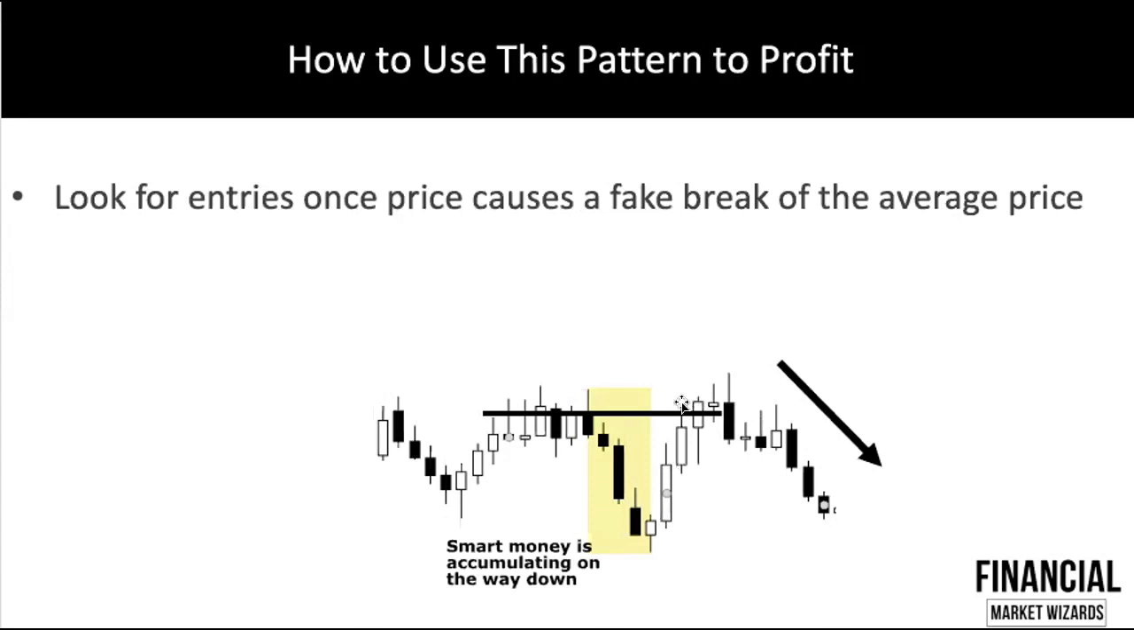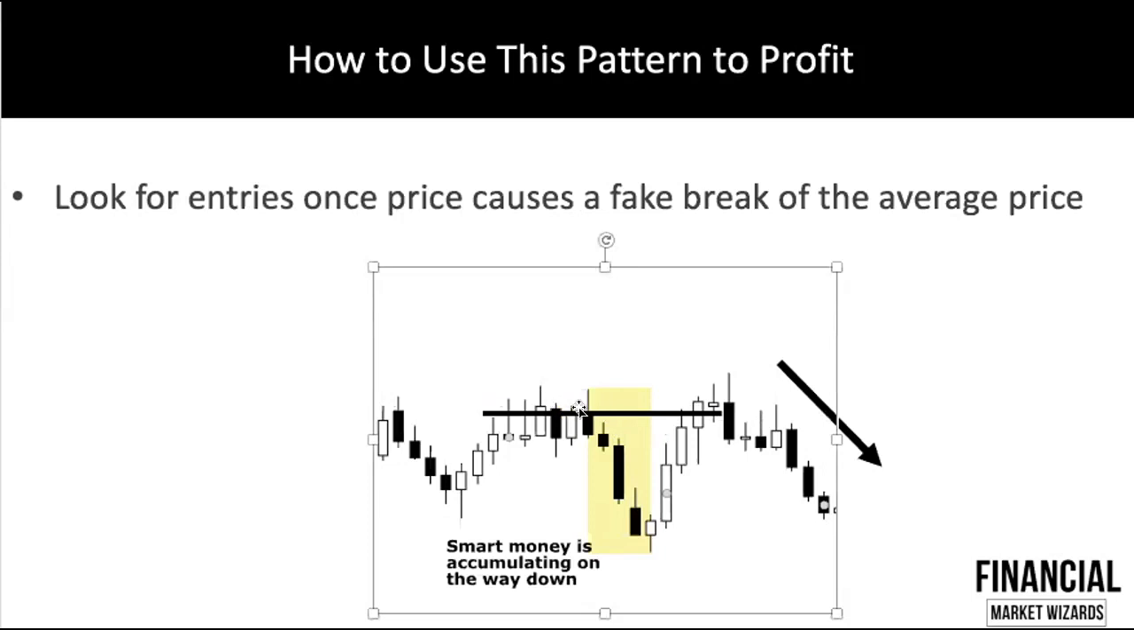So in this case, you can see that this is the average price. We kind of estimated it. You can see that this candle over here breaks above, then after it breaks below. Then look at what happened after it breaks below. It kind of retests here, and then it starts plunging down. So this is how you use this pattern to profit. This is of course one of the many ways you can use this pattern to profit.